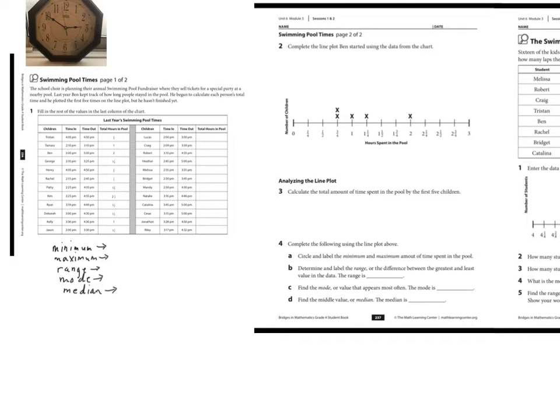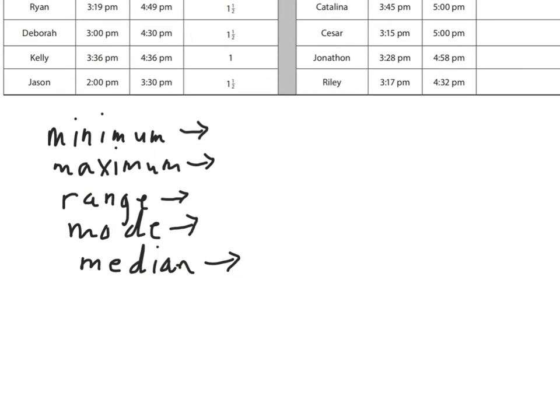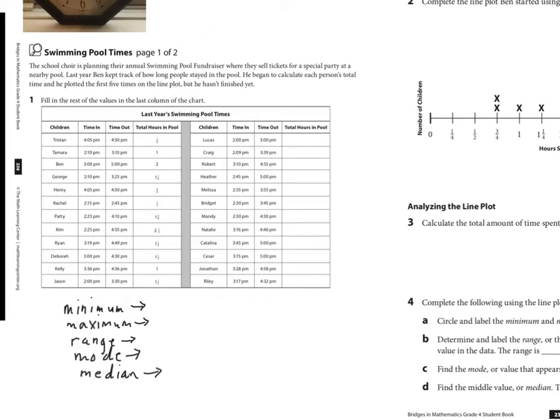So a long time ago, at the very beginning of the year, we went over these words. And just for a second, do you remember what these words mean? Can you remember the meaning of these? Minimum, maximum, range, mode, and median. And we'll get into those in a second. But let's just take a look at the activity now and what's going on here.